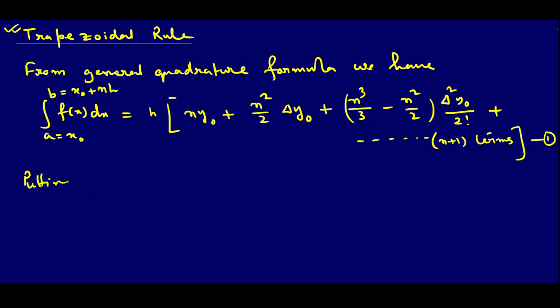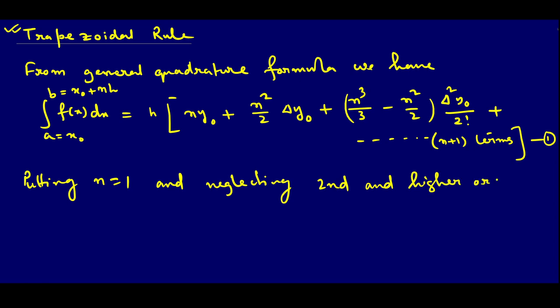So putting n equals 1 and neglecting second and higher order differences. Differences means we are talking about delta y0, delta squared y0. Second means from delta squared onwards we have to neglect. So delta squared we will not take, then after delta squared delta cubed will come, so those terms we will neglect here. So only the first two terms we will consider.